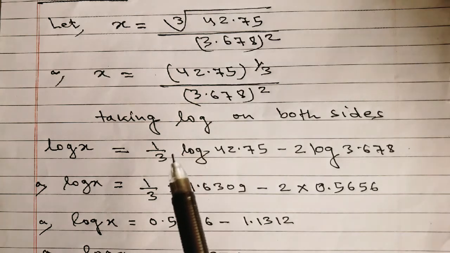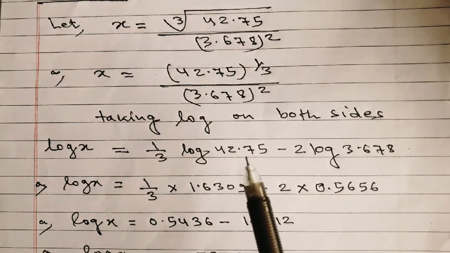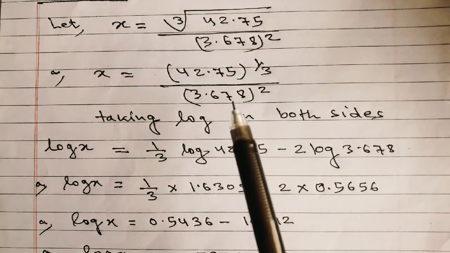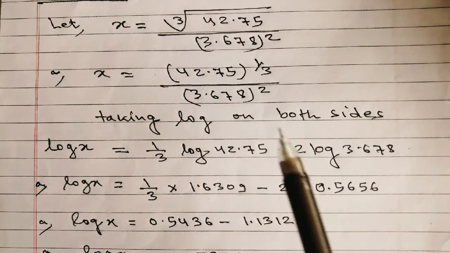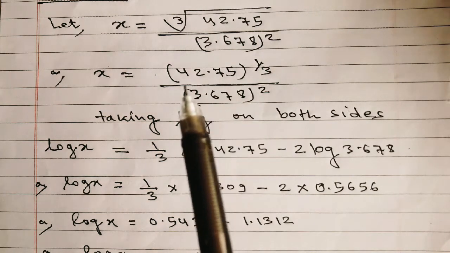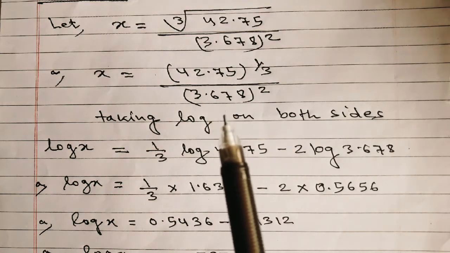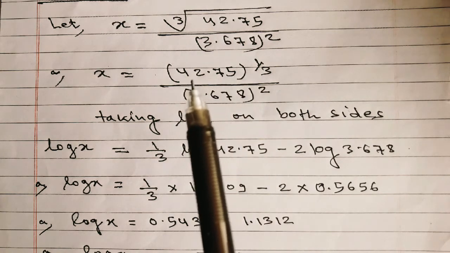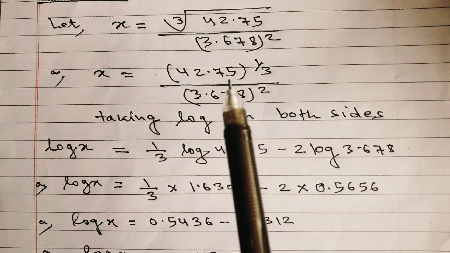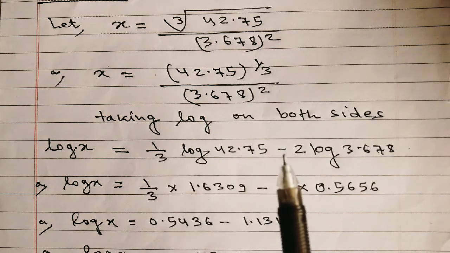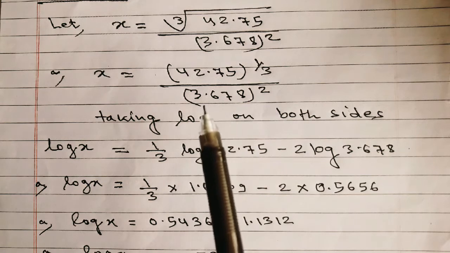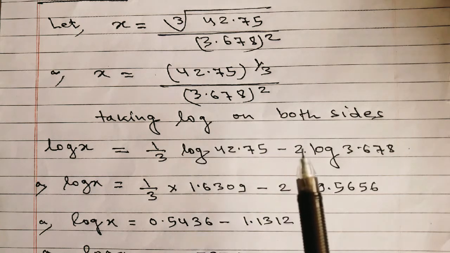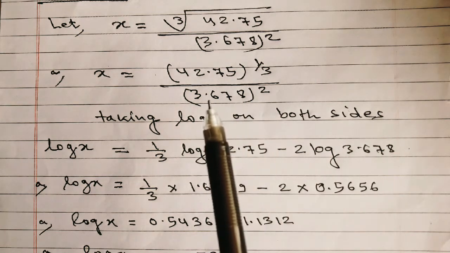Then divide. Divide means minus, because log m by n is equal to log m minus log n. So when there is divide, according to the rule of logarithm, we have to take minus sign. We have already taken the logarithm of the first number, which is 1 by 3 log 42.75, minus. Now the logarithm of 3.678 power 2. This is also in power form, so using the formula log m^n means n log m.